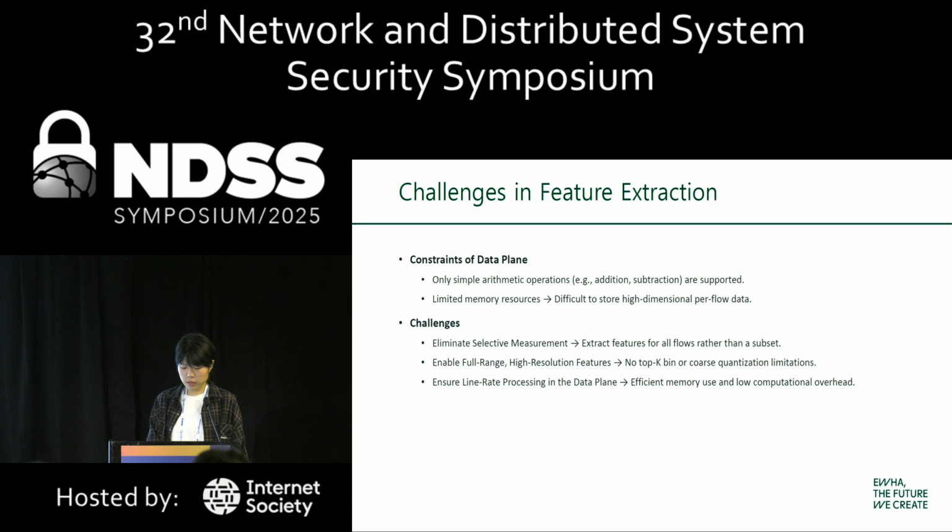Instead of selectively extracting features from a small subset of flows, feature extraction should cover all flows. And instead of storing only top K bins, the full feature distribution range must be extracted. And feature extraction should achieve high resolution while minimizing memory and computational overhead to sustain line rate processing.